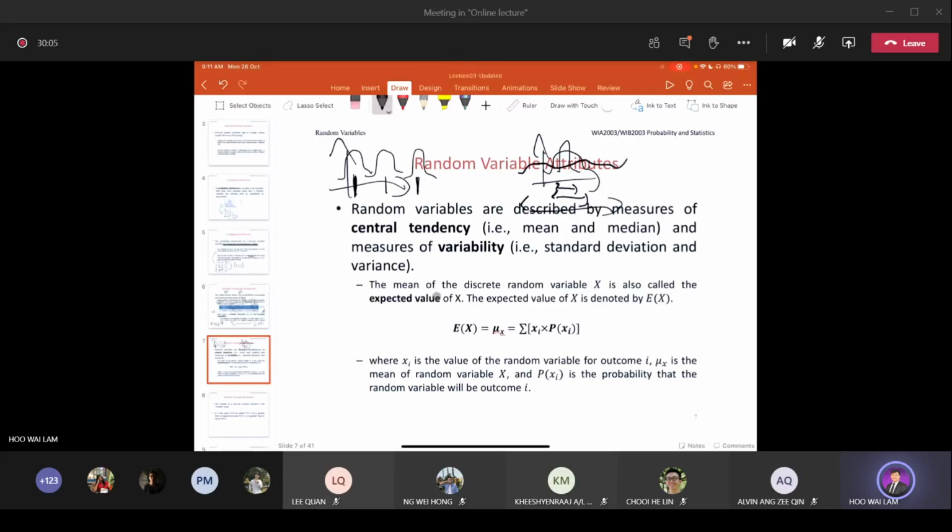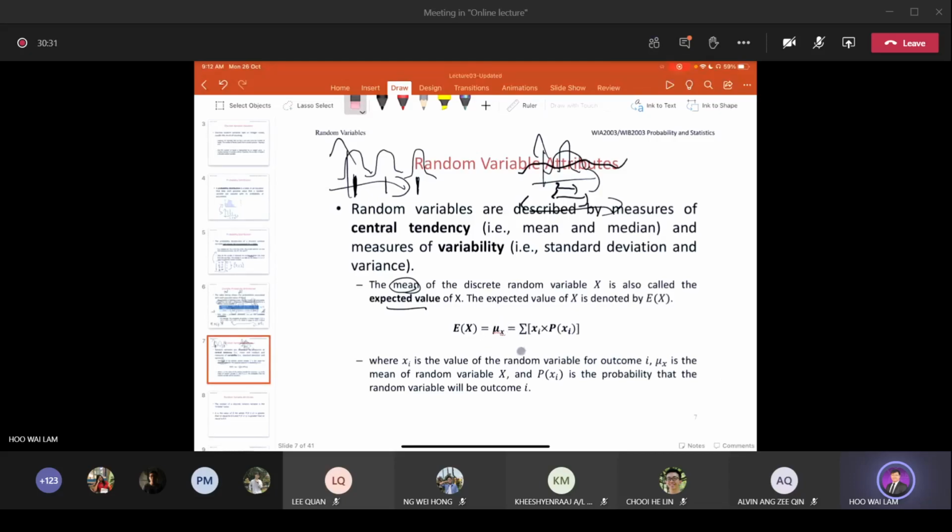There's actually another name for this one, which is expected value, but it's giving you a similar meaning to the mean itself. Okay, mean and expected value give you the same meaning. So in the class we will use these two terminologies interchangeably, but it's actually the same. And the expected value of x is denoted by E(x), where E(x) equals mu x.